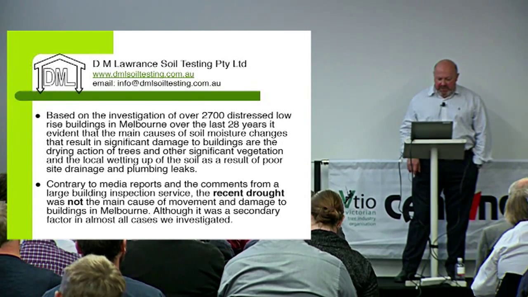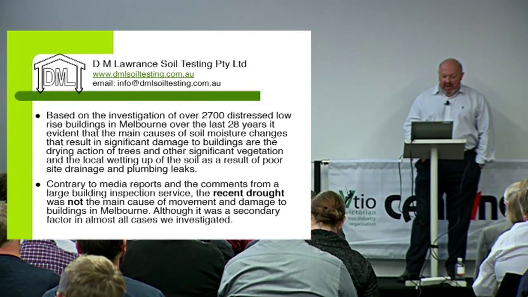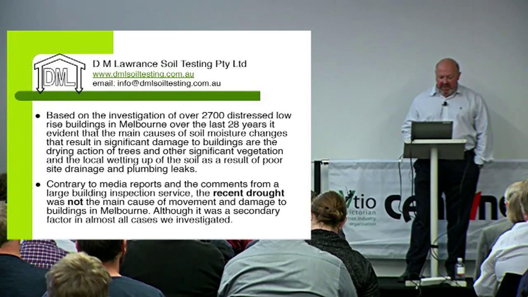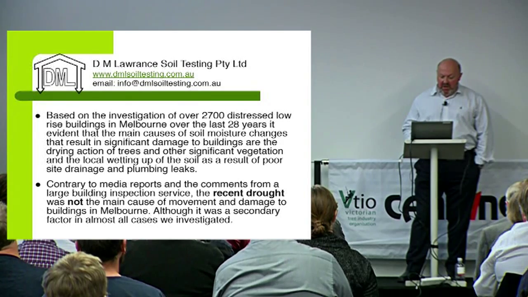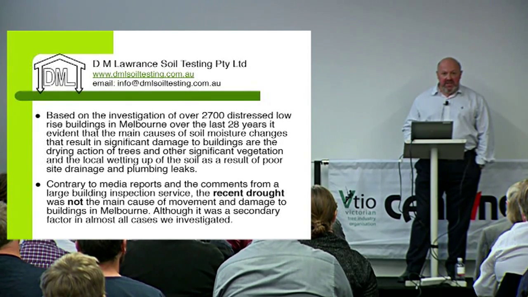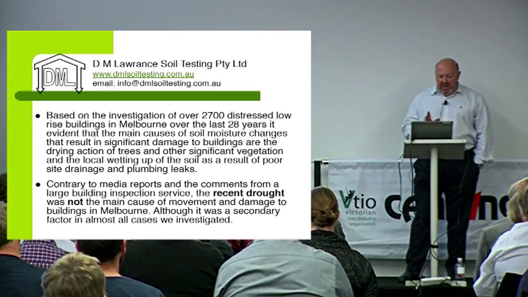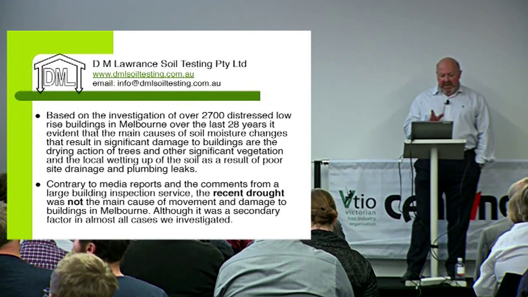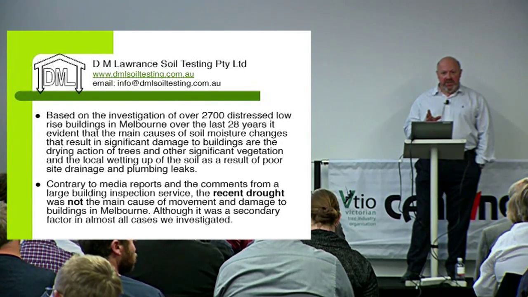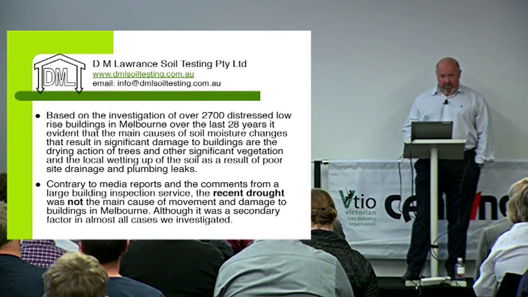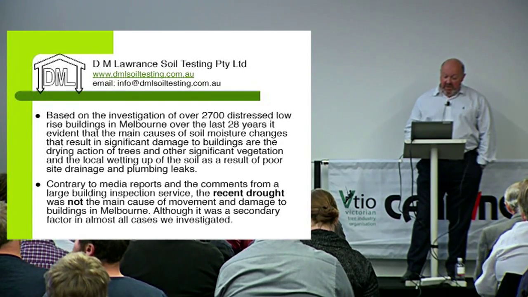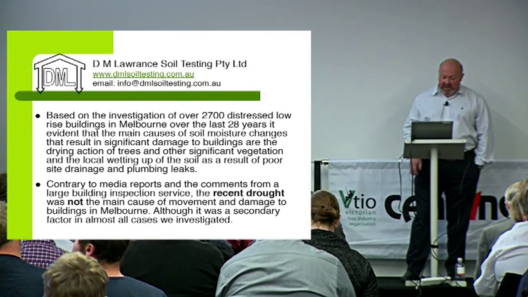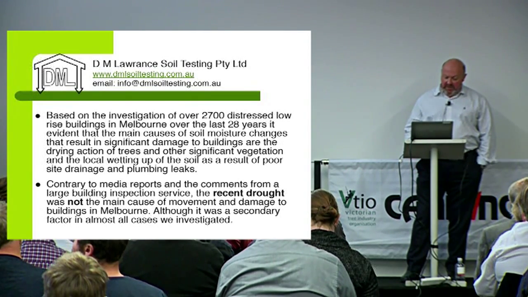I've been looking at damaged buildings for nearly 29 years, and the figure's probably close to about 3,000 individual cases. Now, my experience is on the main causes of the moisture variation that leads to significant damage. This is prefaced on the basis that we only tend to look at houses with significant damage. We don't tend to look at houses with minor damage. But our work has indicated that the major causes of the moisture changes are trees and other vegetation, and also the local wetting up of the soil, such as poor site drainage and plumbing leaks.